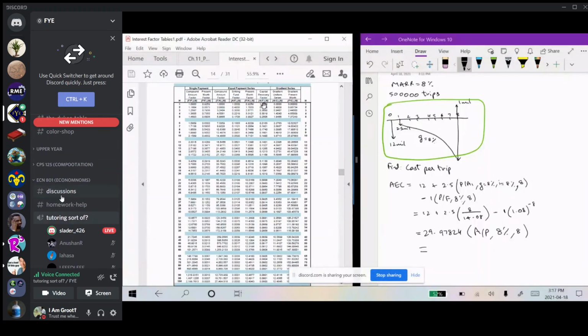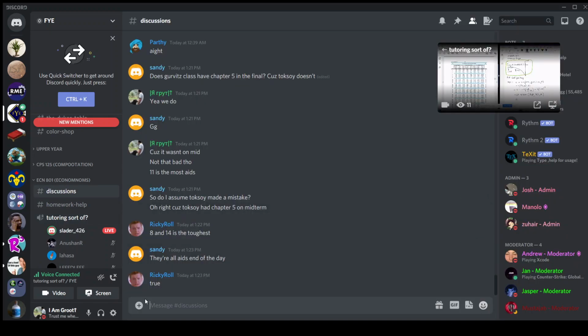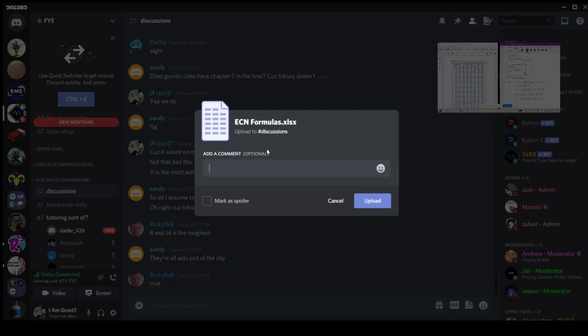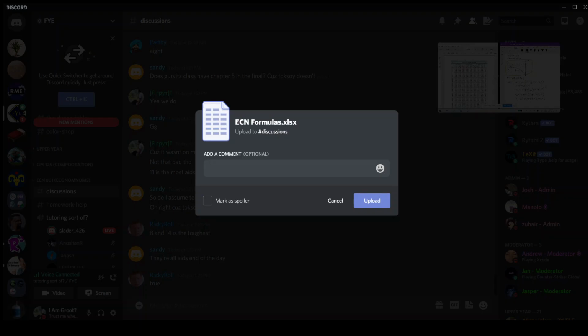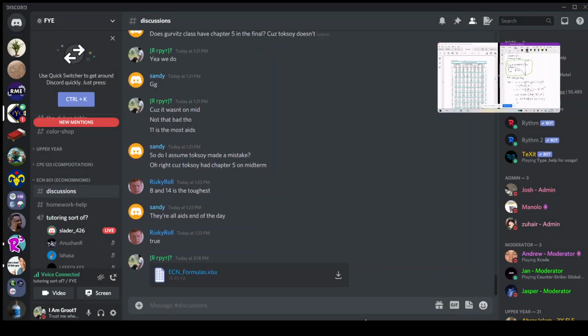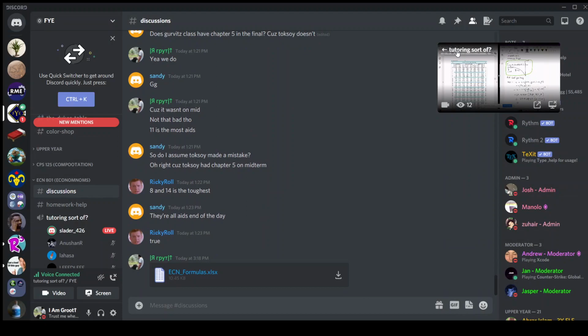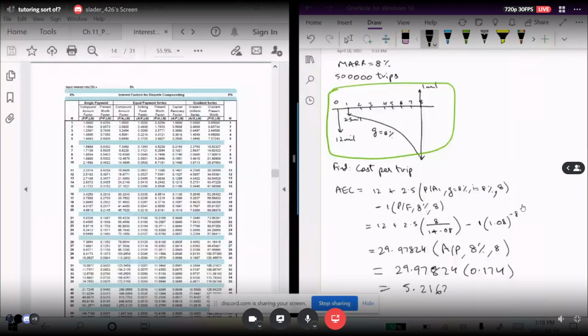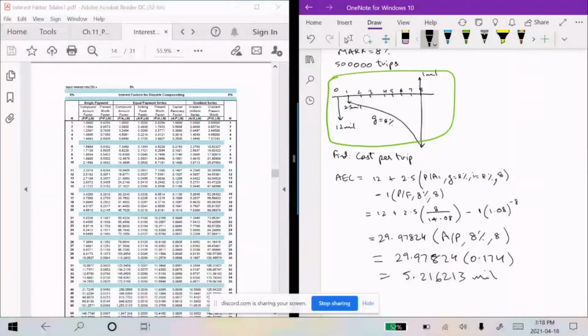So for this one at least, I'll just do this A given P at 8%. That is 8% and 0.174. Is that right? Yeah. 29.97824 times 0.174 is 5.21613 million. This is the annual cost.